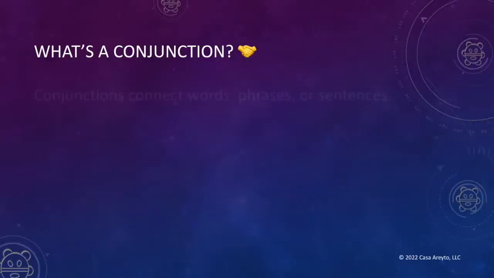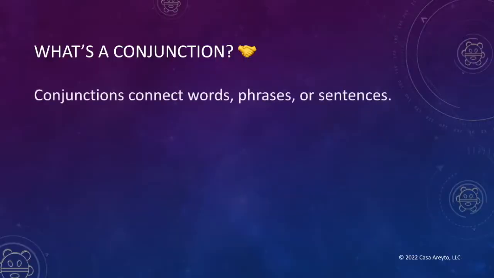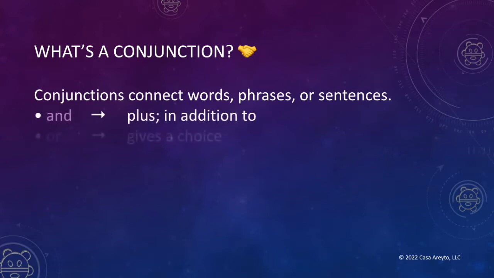So conjunctions connect words, phrases, or sentences. You know these. You've used them fairly regularly when you speak in English. Two of these conjunctions in English are the words and, or. And is a conjunction that adds information. Or is a conjunction that gives a choice.